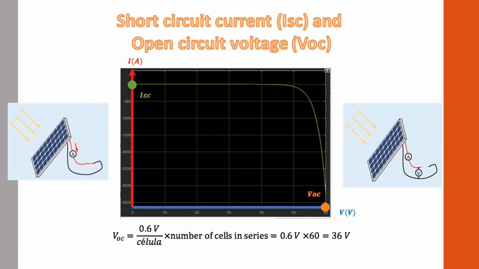But remember that this value is only for a single cell. Therefore, if we want to obtain the total open circuit voltage of 60 cells, a simple multiplication is performed. The open circuit voltage of 60 cells is equal to 0.6 volts per cell multiplied by 60, which gives us a value of 36 volts.